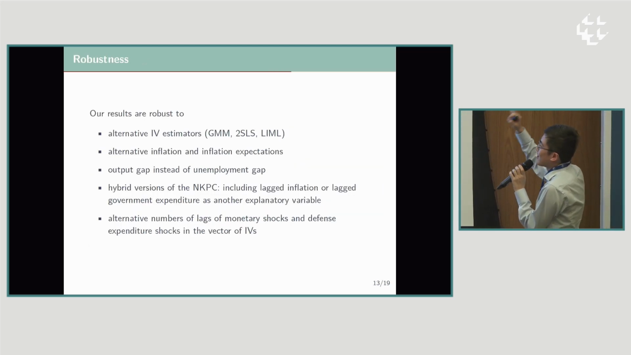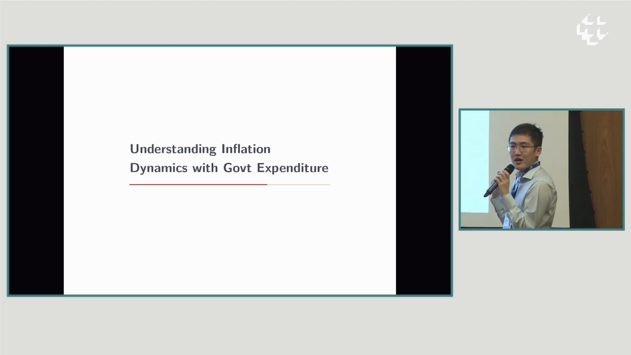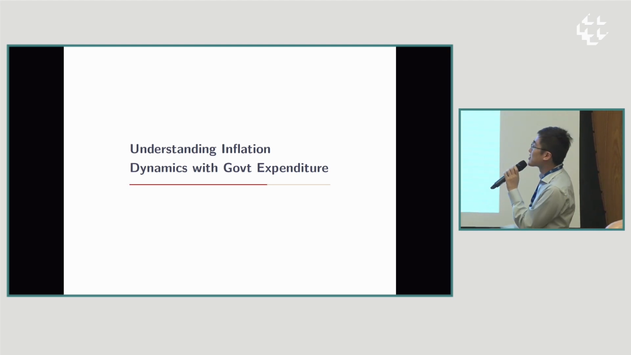And we are doing a bunch of robustness checks, like different IV estimators and different inflation expectations estimators. We also tried the output gap instead of the employment gap, or hybrid versions of the Phillips curve by adding lags or lagged permanent government expenditure. So given the estimated Phillips curve, how can it help us understand inflation dynamics?